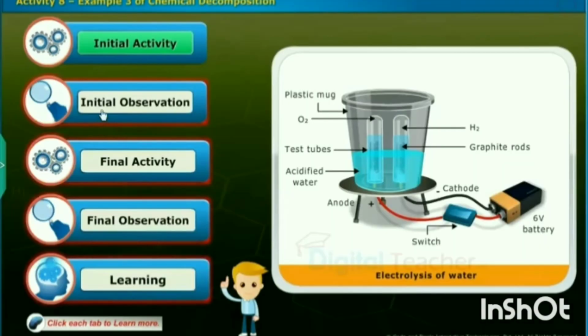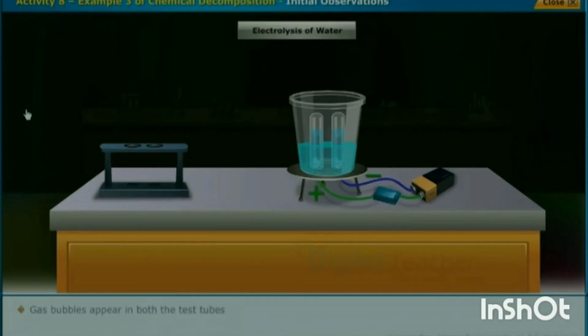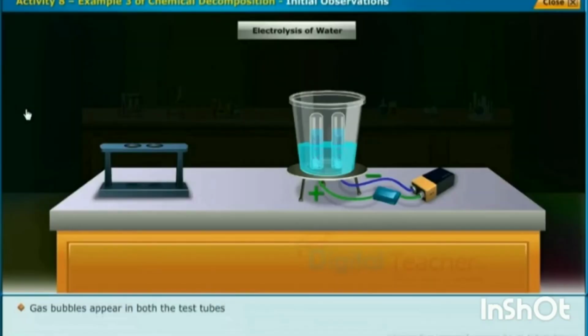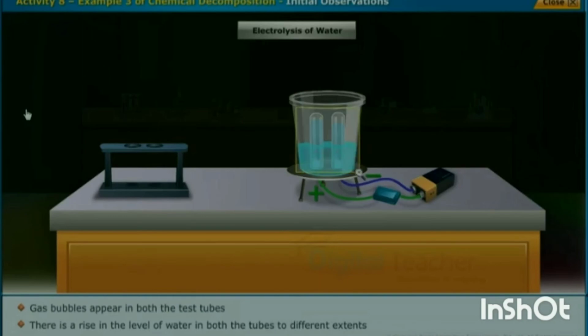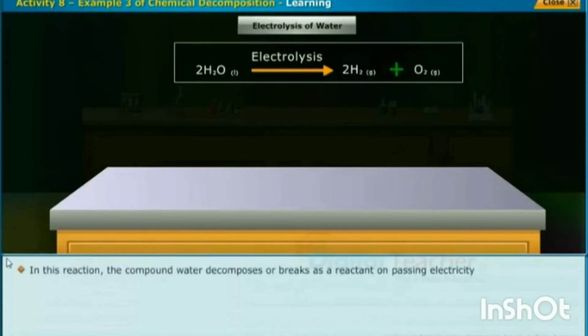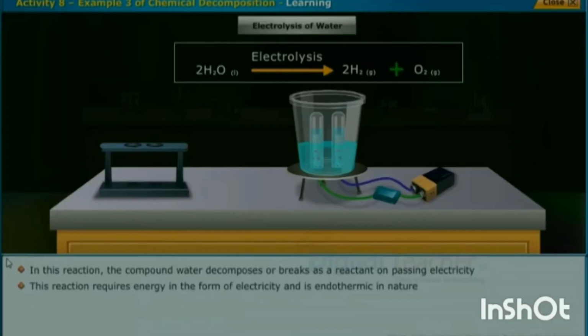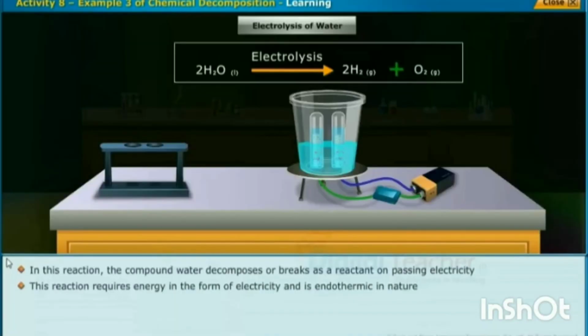Then we observe gas bubbles are collected in the test tubes. In this reaction, the compound water decomposes or breaks down as a reactant on passing electricity. This reaction requires energy in the form of electricity and is endothermic in nature. Hydrogen is the first product which puts off the candle flame.